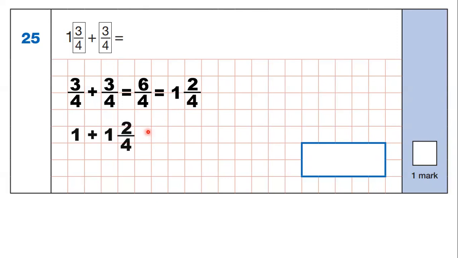So now that we know that 3/4 plus 3/4 is 1 2/4, we can add that to our whole number to get our answer 2 2/4. We could simplify that, but for this test paper, we'll still get the mark even if we don't. But before we move on, there is another method for this question.